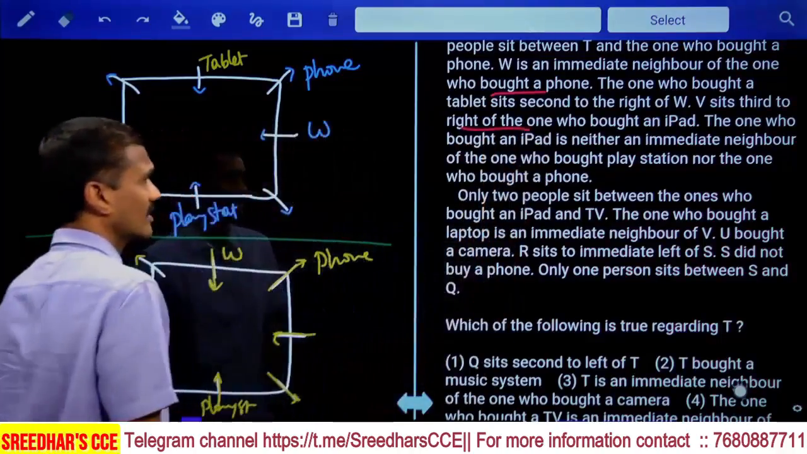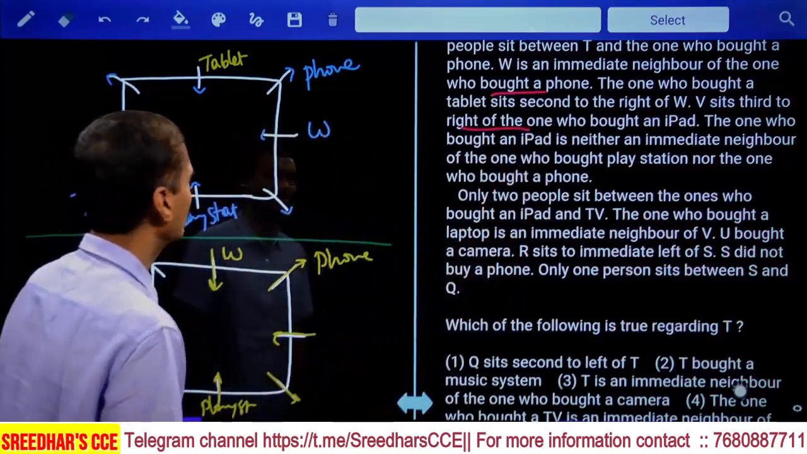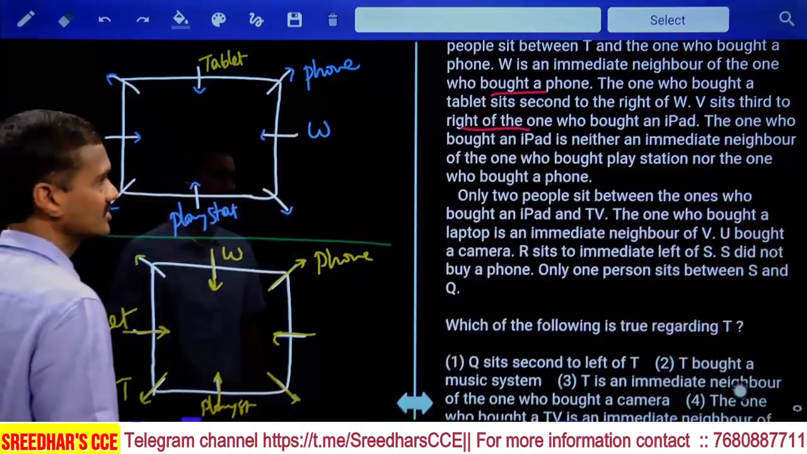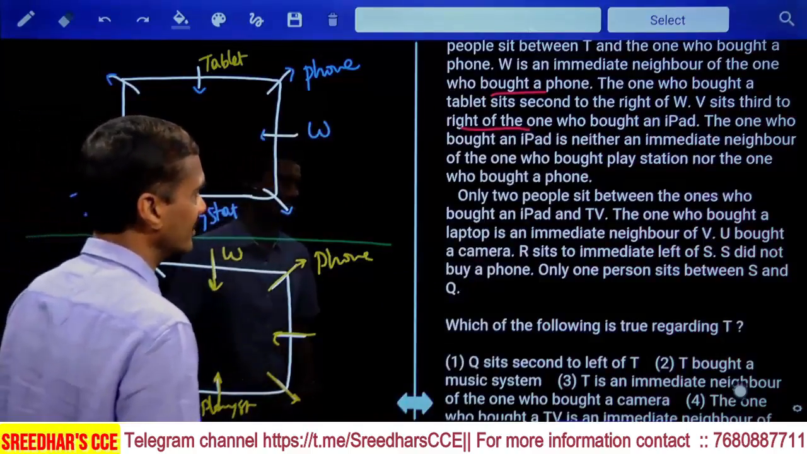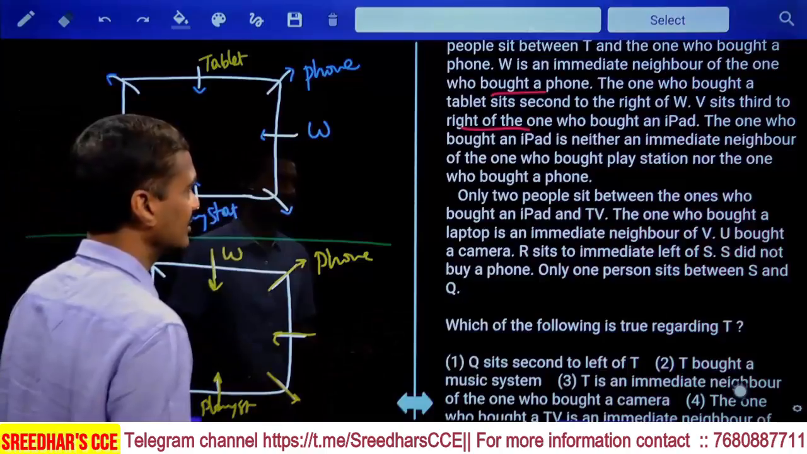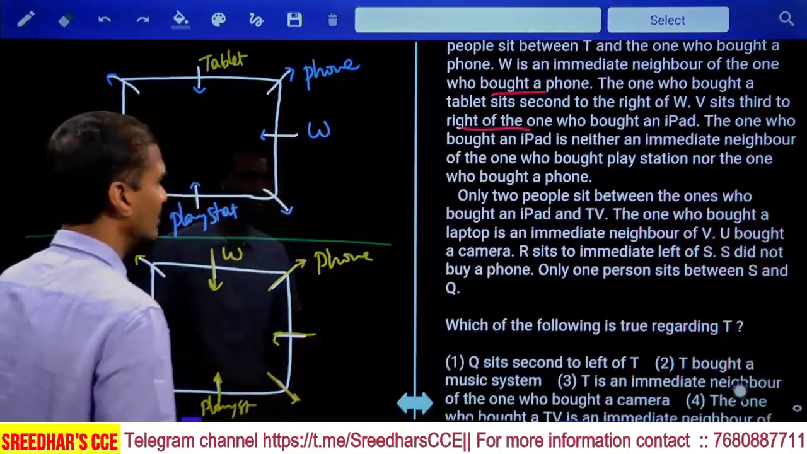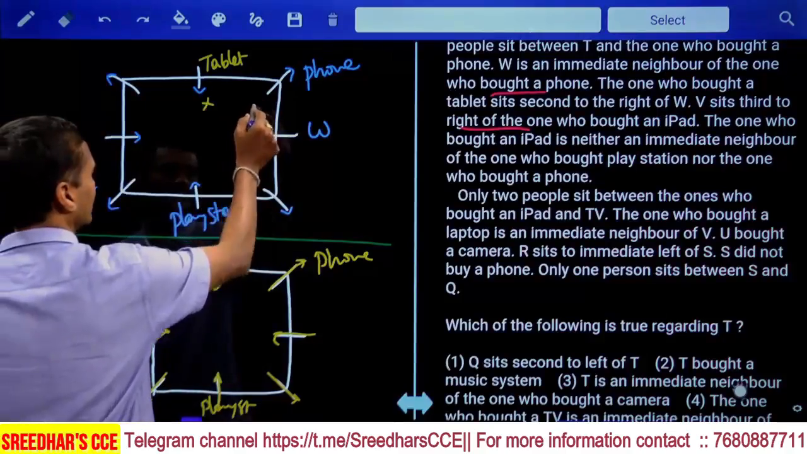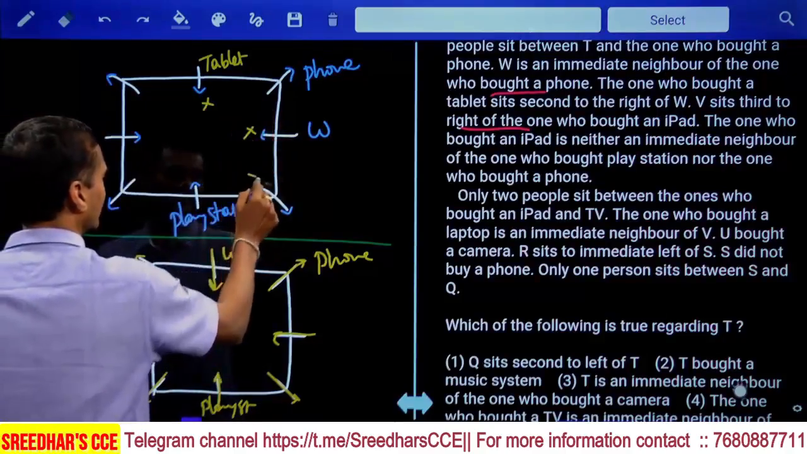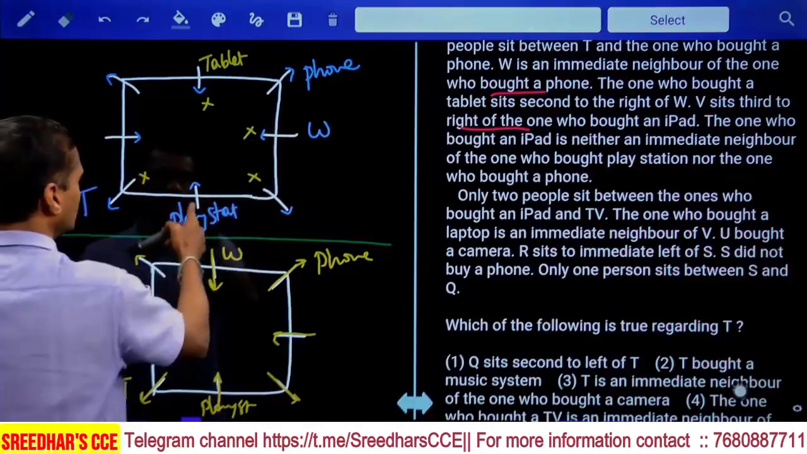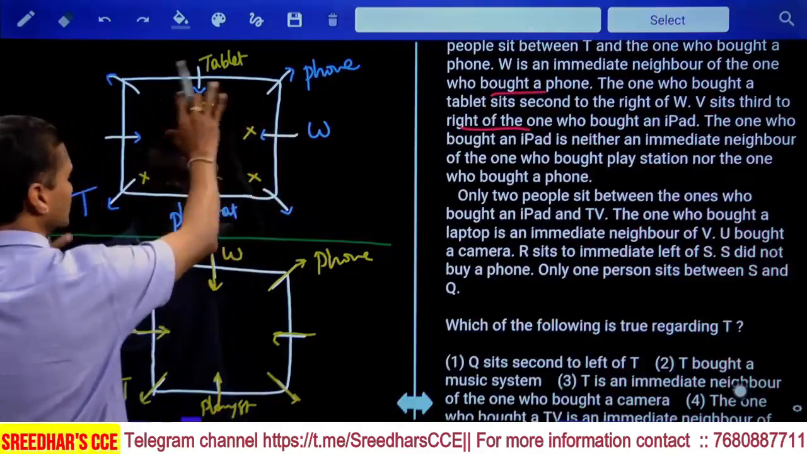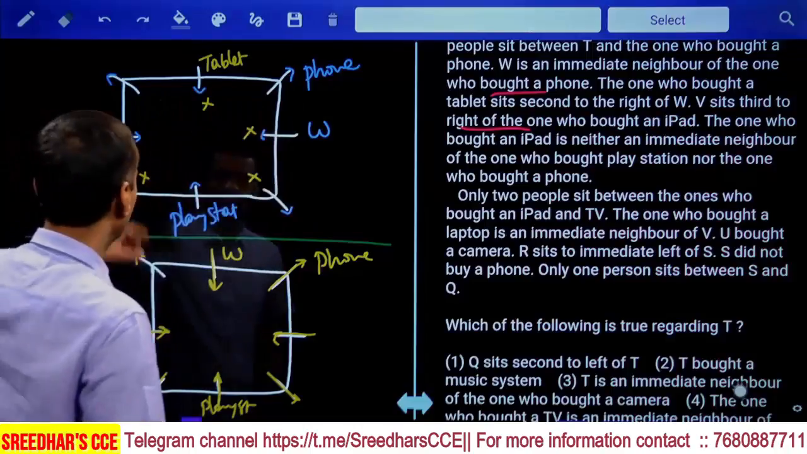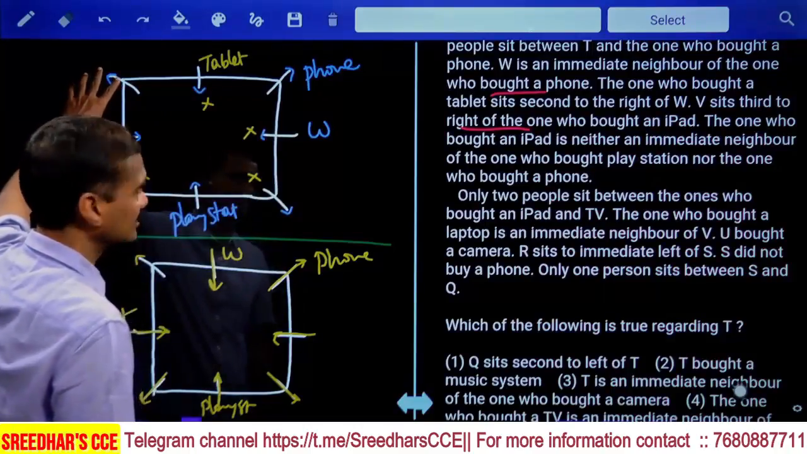And next one, V sits third to the right of the one who bought an iPad. The one who bought an iPad is neither an immediate neighbor of the one who bought a PlayStation nor a phone. Now PlayStation or phone neighbors, iPad cannot be here, isn't it? Cannot be here, 1, 2, 3, 4, 5, 6. All these 6 places are ruled out. Now we are left with only 2 places for this iPad.